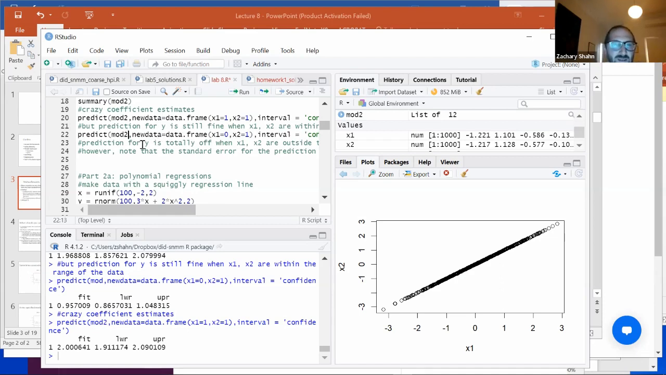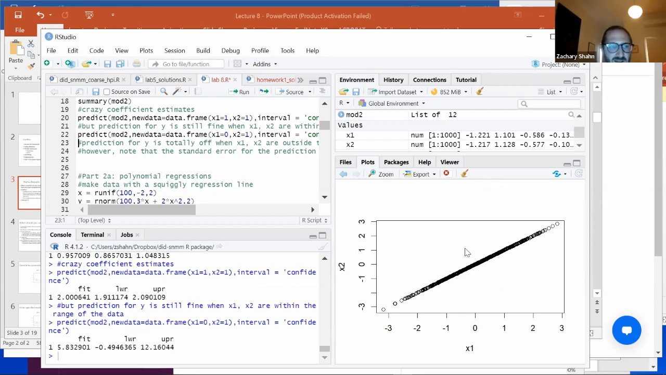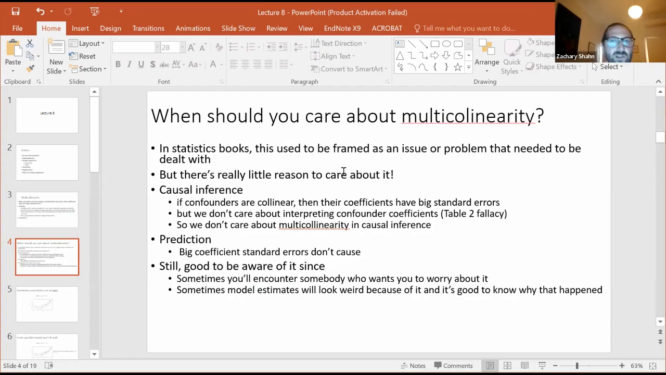But now when I try to predict what will happen when x1 equals 0 and x2 equals 1 with the new model in this area where there's no data, it says 5.8 when really it should be 1, right? Look at the confidence interval, negative 0.5 to 12. So when should you care about this? In classic statistics books, they spill a lot of ink over this. There's rarely reason to care about it. In causal inference, for example, if the confounders are collinear, their covariates will have big standard errors, but you don't care because you don't care about their coefficients.